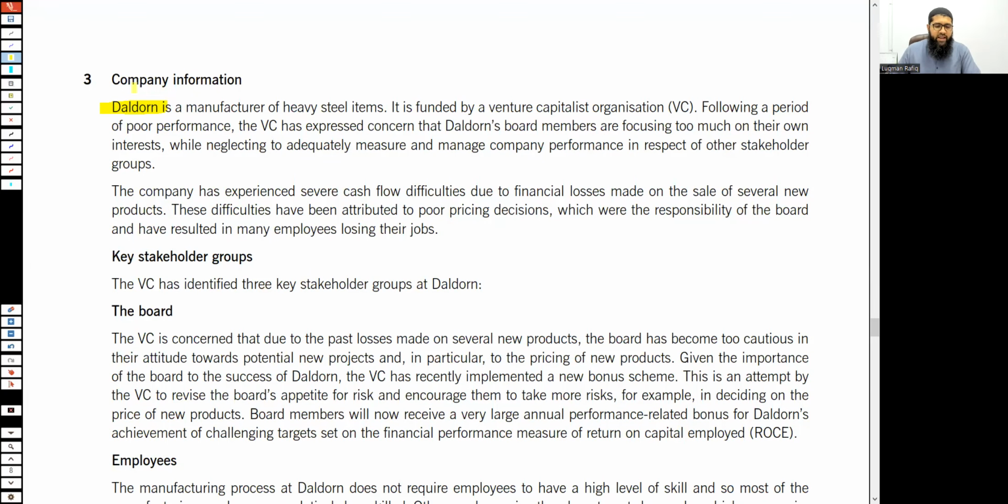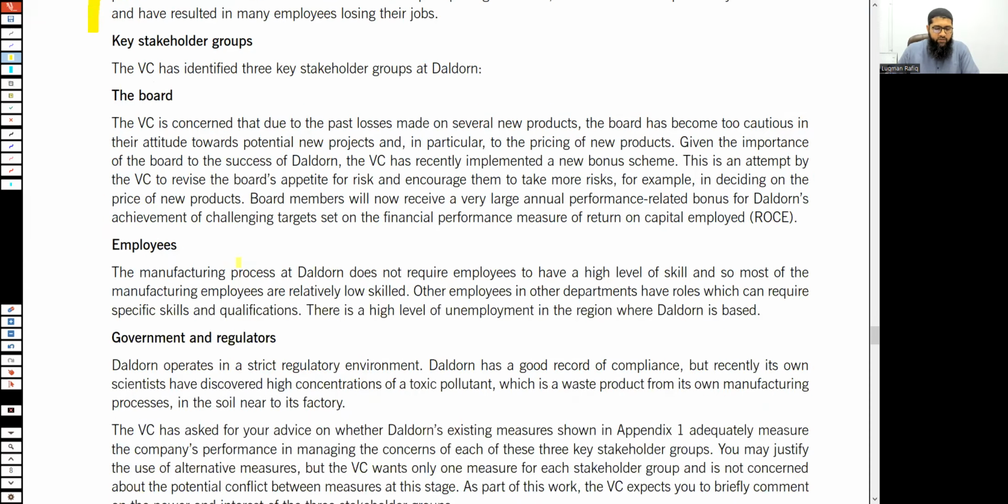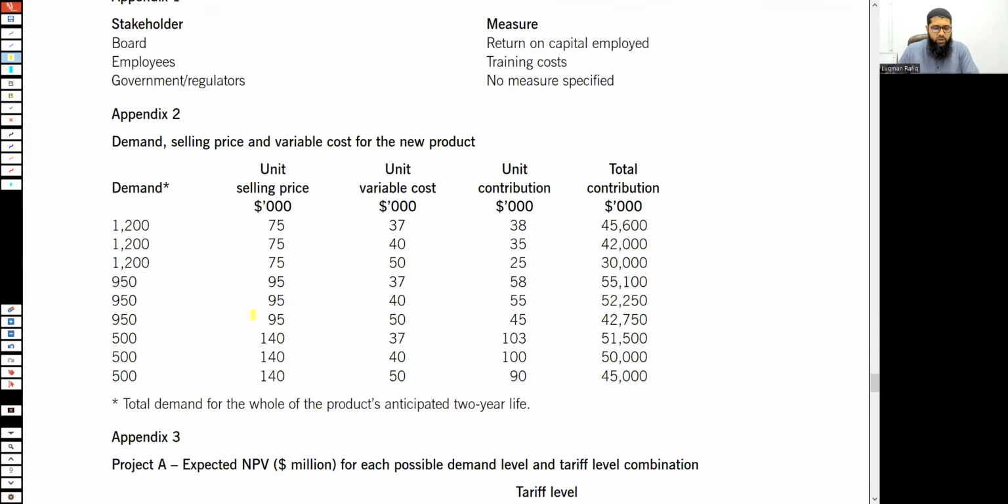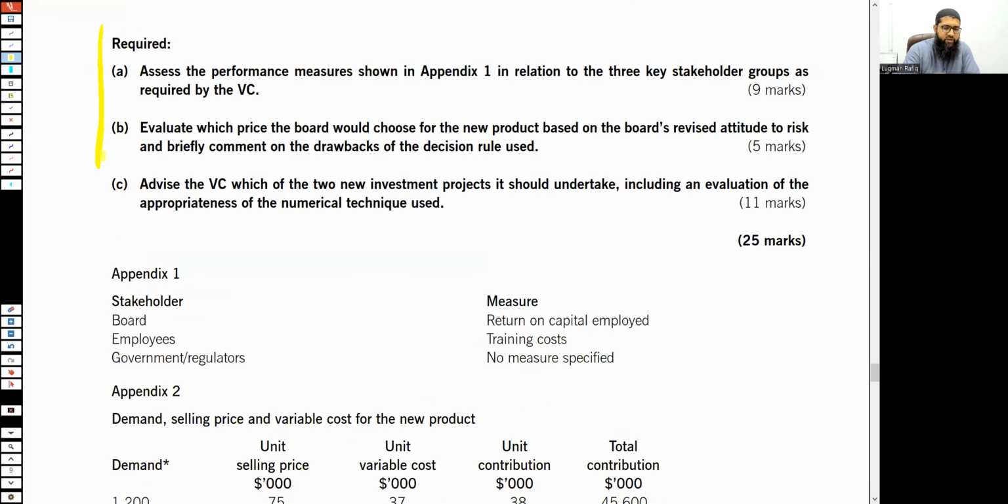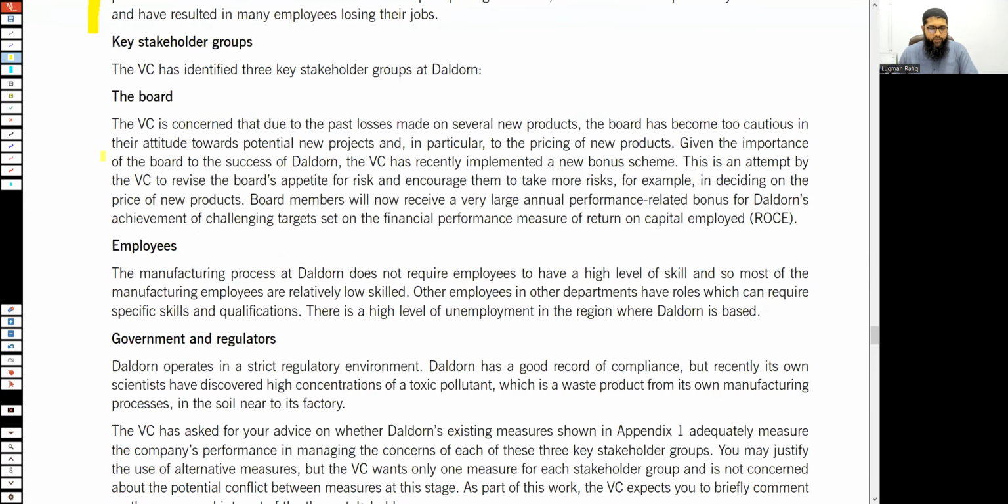Let's adopt an approach for dealing with any examination question. The first thing you always do is go through the top paragraph of the question. Once you have done that, you then go through the requirements of the question. And once you have gone through the requirements, you read through the remaining part of the question so that you have an idea of what is actually going on.